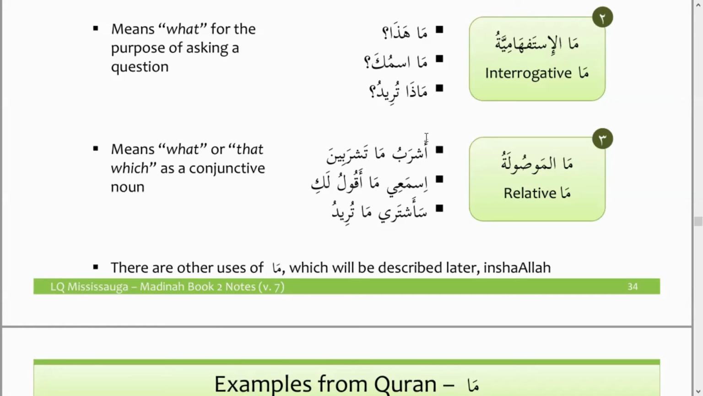And Qul ya ayyuhal kafirun again: la a'budu ma ta'budun, wala antum abiduna ma a'bud, wala ana abidun ma abadtum, wala antum abiduna ma a'bud. And you all are not worshippers of what I worship. Lakum dinukum waliya din. To you is your religion and to me is mine. Right? So yeah, it's so confusing. I don't worship what you worship. You are not worshipping what I worship, and I will not worship what you worship. Or I'm not a worshipper. And to you is your religion, and to me is mine.